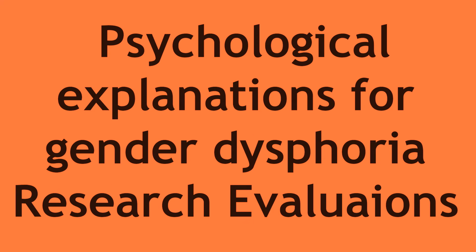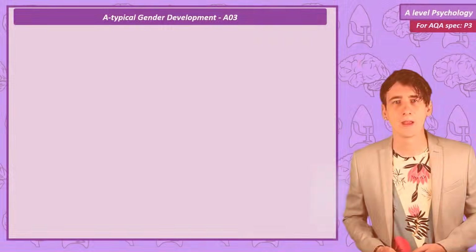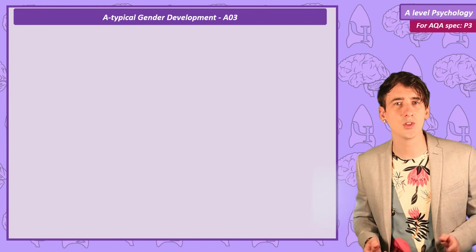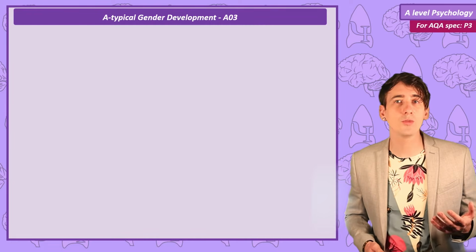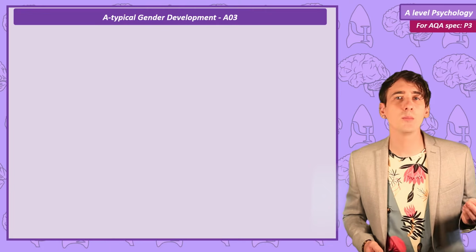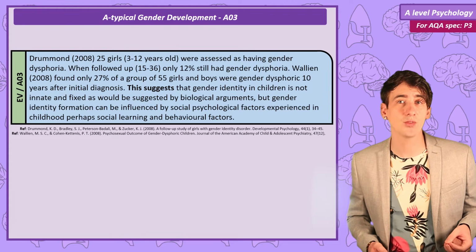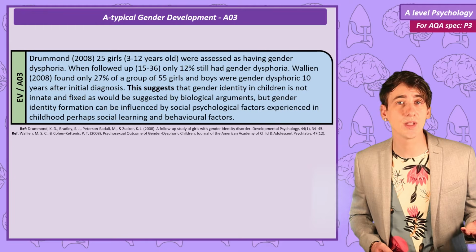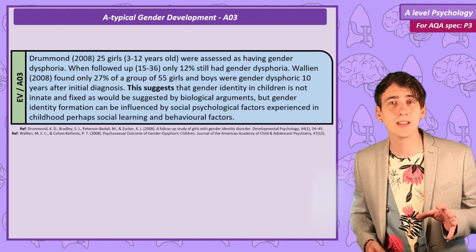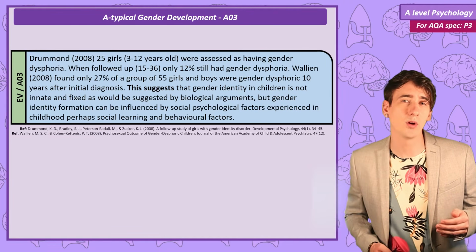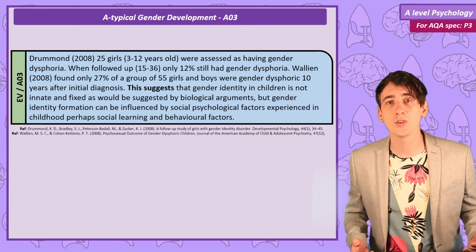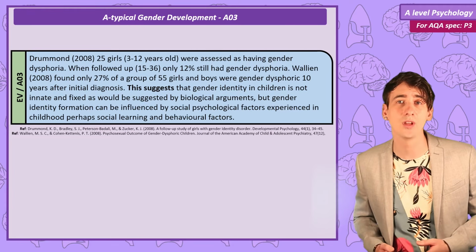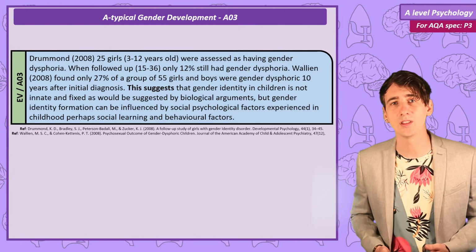dysphoric. Research evaluations. Now, there isn't a huge amount of high-quality research into psychological explanations for gender dysphoria, but there are some results that we can use. Firstly, we can point to data that shows early childhood gender dysphoria tends to be temporary in most cases. Drummond showed that only 12% of a group of 25 young girls still had gender dysphoria when followed up around 10 years later. Wallen produced similar results showing only 27% of a group of 55 young girls and boys still experienced gender dysphoria after 10 years.